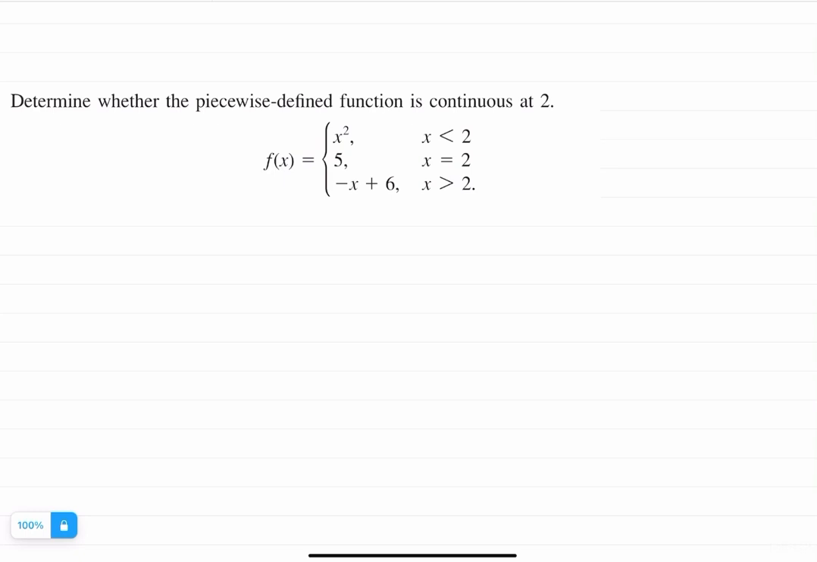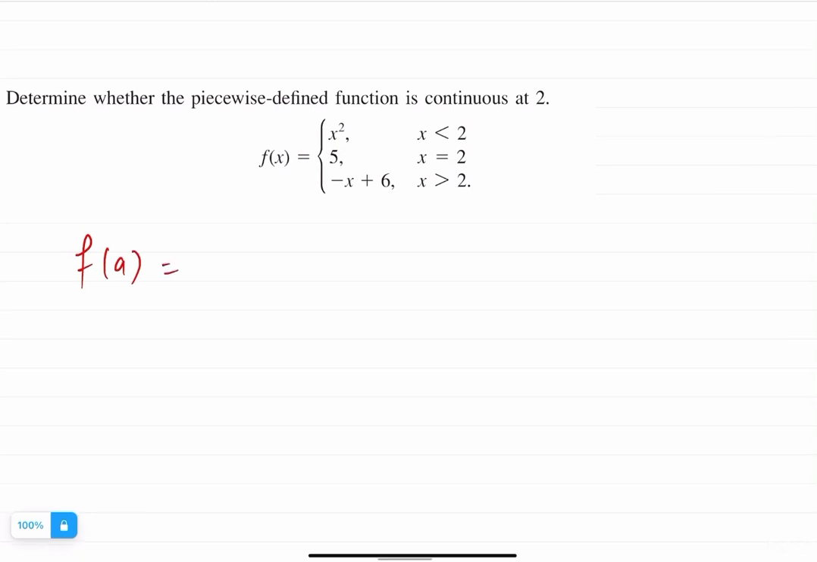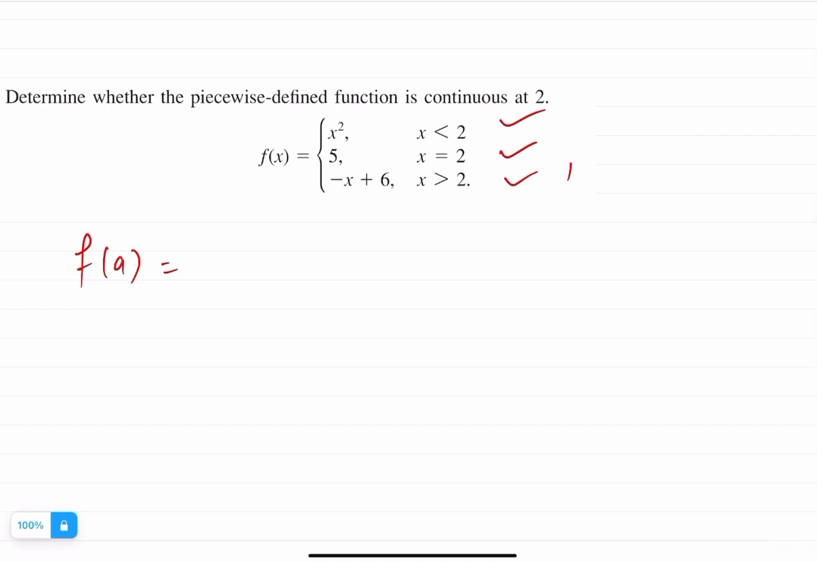Determine whether the function is continuous. I will be doing it quickly. First, we have to check if f of a is defined. This is a piecewise function. This is a polynomial function. It is continuous. This is a constant function. It is continuous at every point in its domain. And this is a linear function. It is continuous. Linear, constant, and this is polynomial.